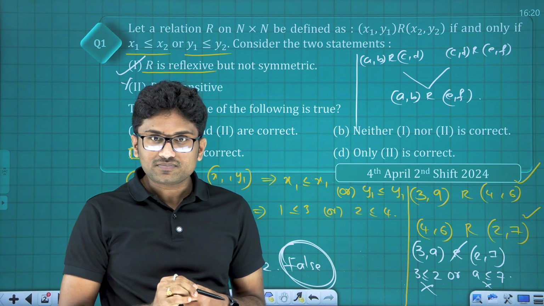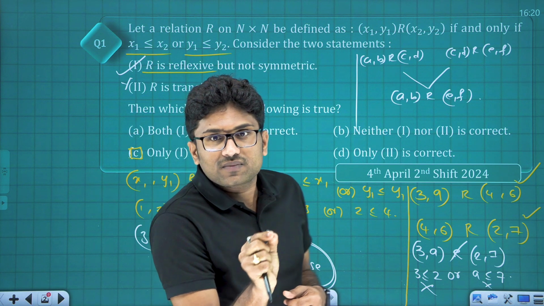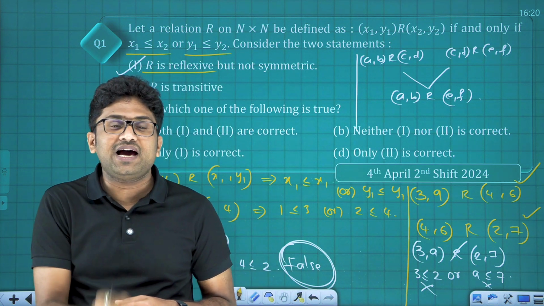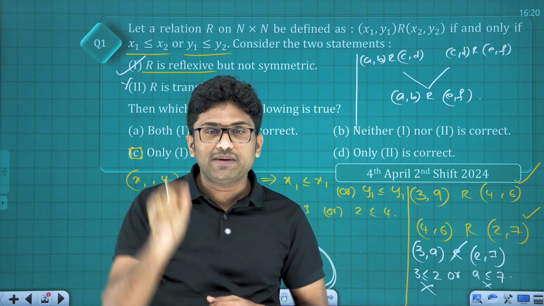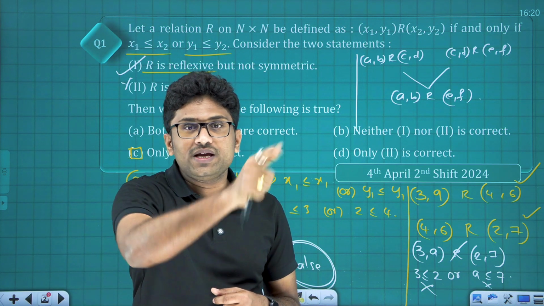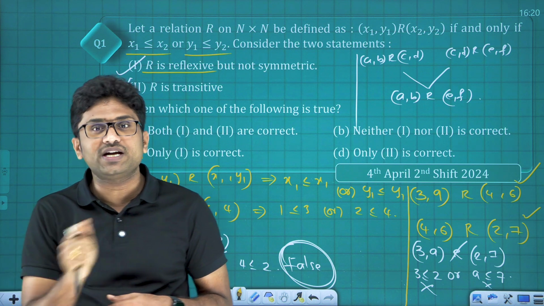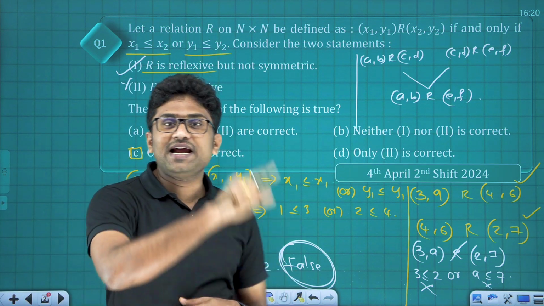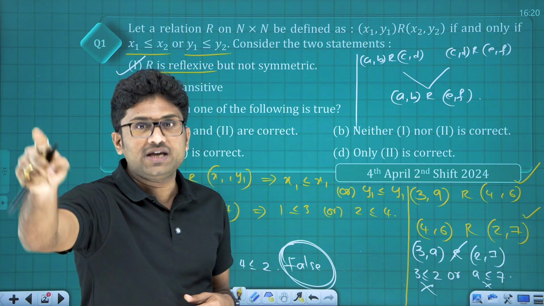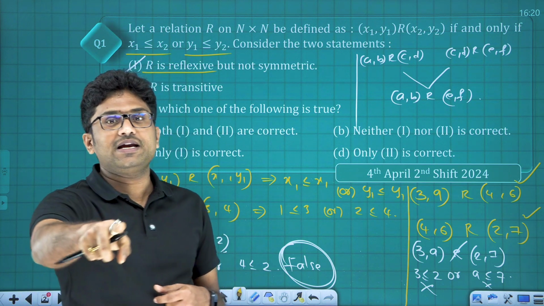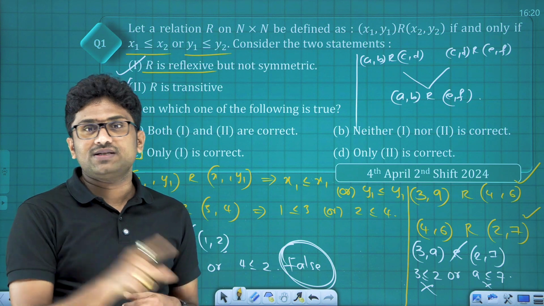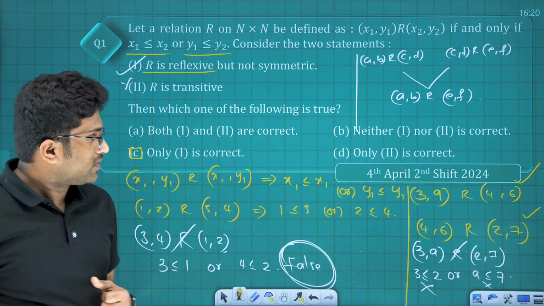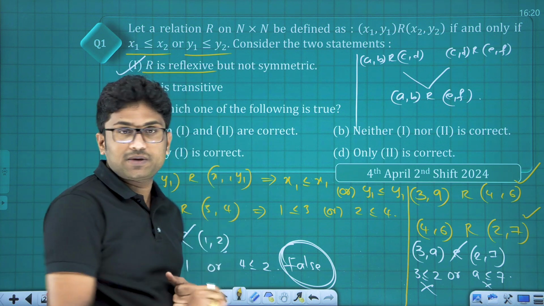Clear, friends? A relation is reflexive only if A comma A belongs to capital R, for all A belonging to capital A. Symmetric means if A is related to B, then B is related to A. If not, it is not symmetric. Next, transitive: A related to B, B related to C, in that case A should compulsorily relate to C, then it is said to be transitive. If not, not transitive. Okay? So the answer is option C from 2024, 4th April.